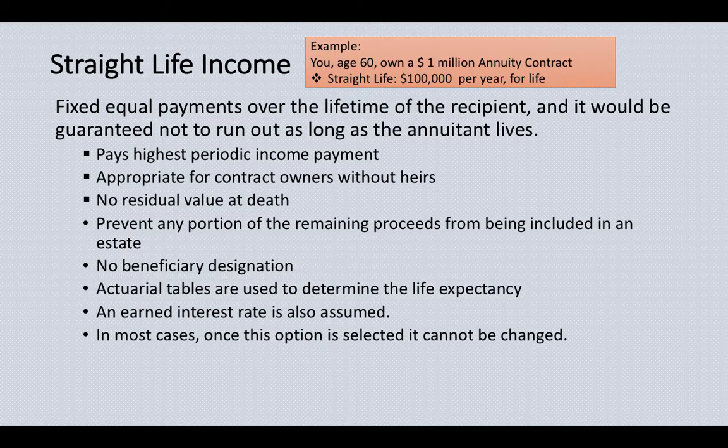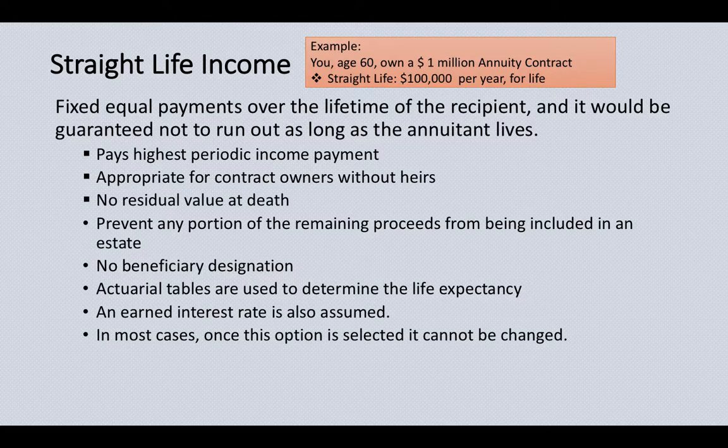So this pays the highest periodic income payment. The insurance company can promise you $100,000 per year. That's the highest periodic payment. So it's appropriate for the contract owner without heirs. If you are a single person, that's all you want. You want a life income as high as possible while you live. When you die, you don't care. So that's the best option for you.